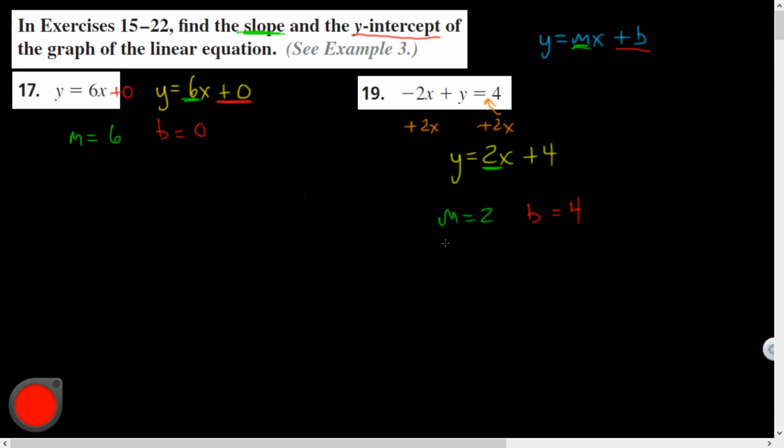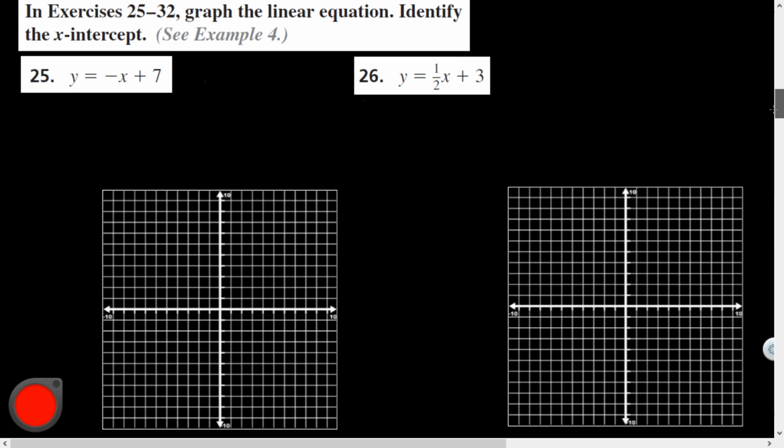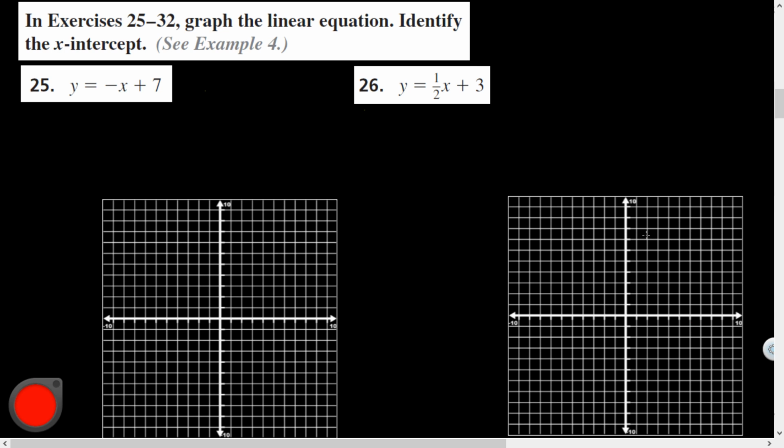All right, can I look at an equation and immediately imagine what the slope and the y-intercept are? So let's see. Here are the last couple examples, I'll do the rest for homework. It says graph the linear equation and then identify the x-intercept. So to graph this, hopefully, please do not have done the intercepts method or the table of values. Let's just find our m and our b.